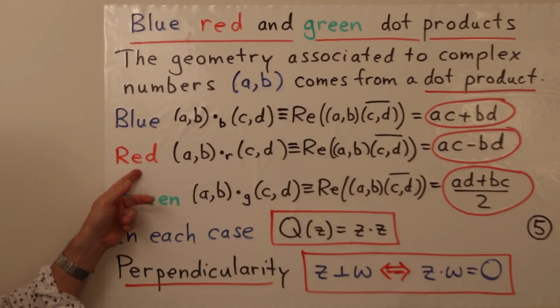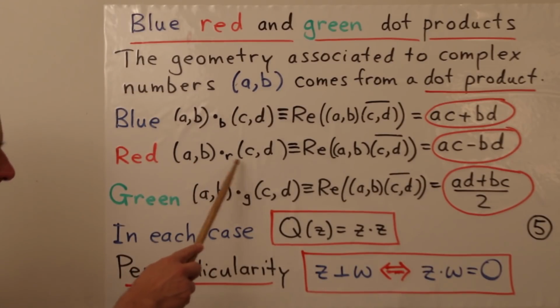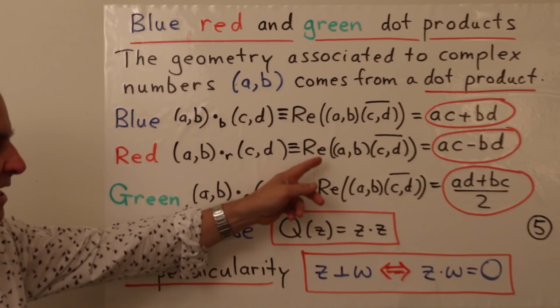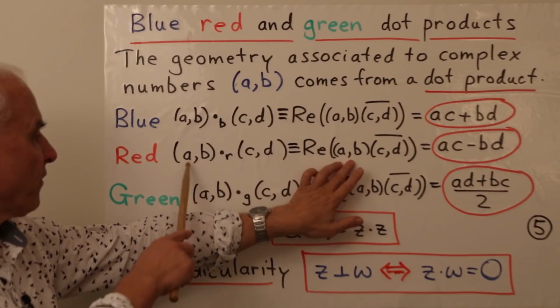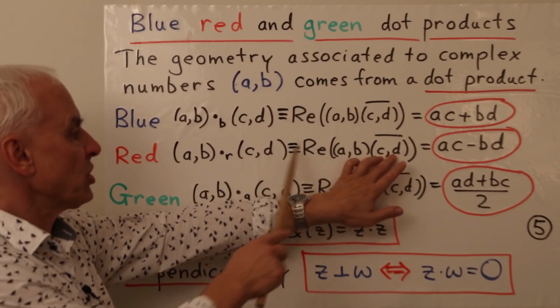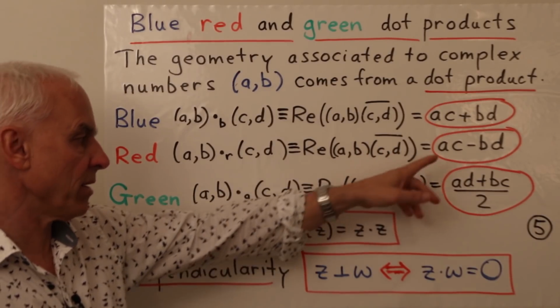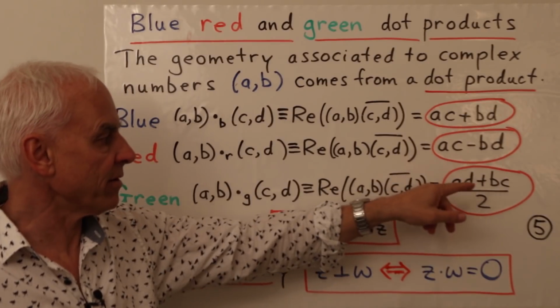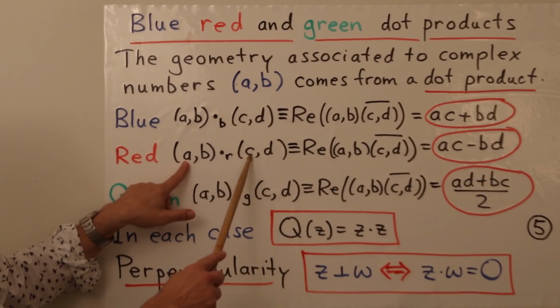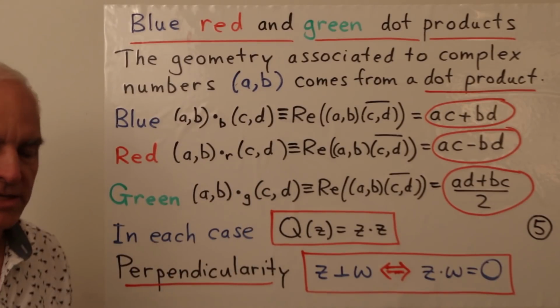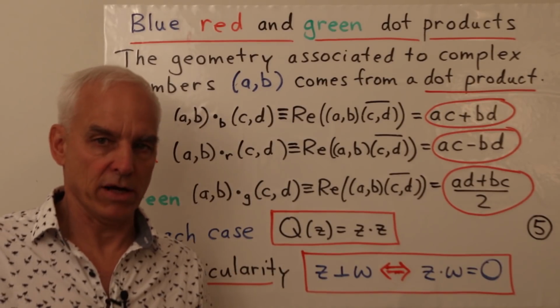Now, in the red situation, AB dot red CD, well, it's exactly the same formula: the real part of the product of the first thing times the complex conjugate of the second. And when you work that out, not surprisingly, there's a minus sign there instead of a plus sign. So we get AC minus BD, A times C minus B times D. That's the relativistic dot product.